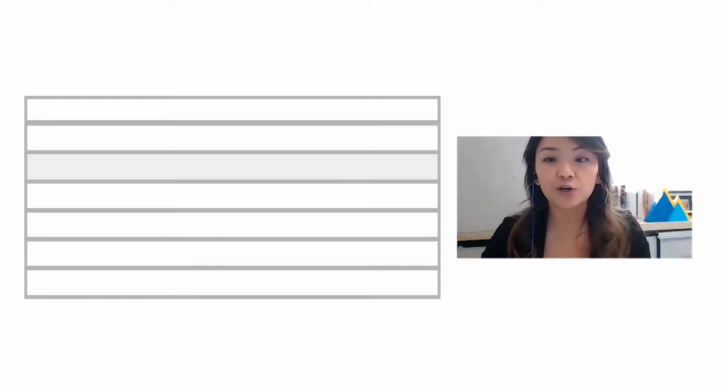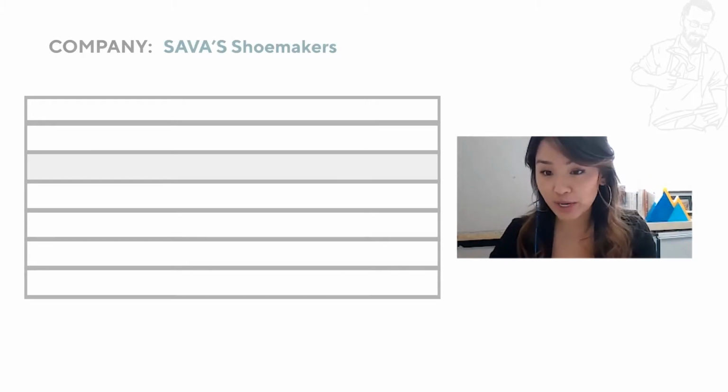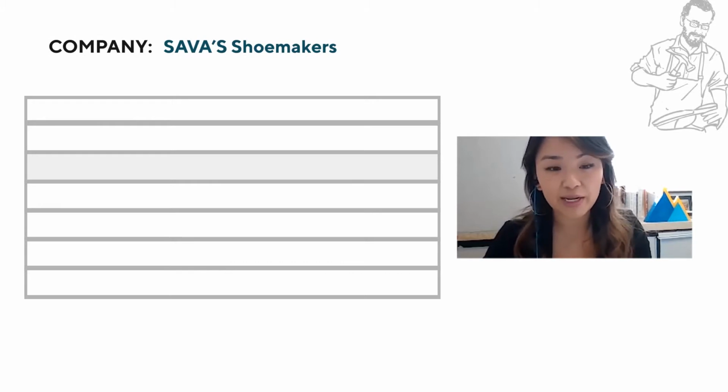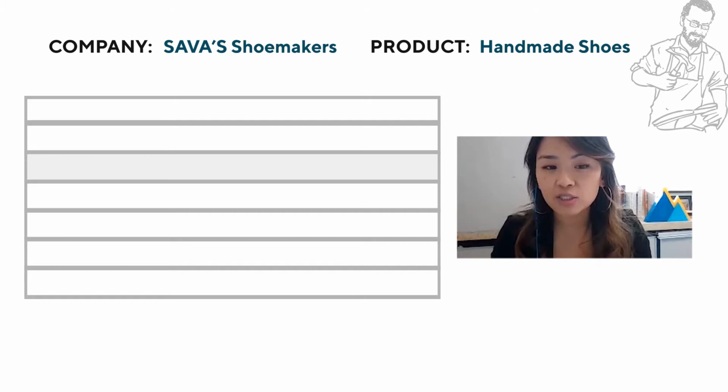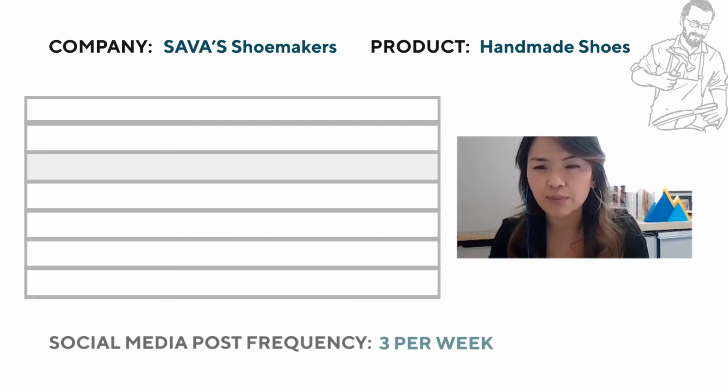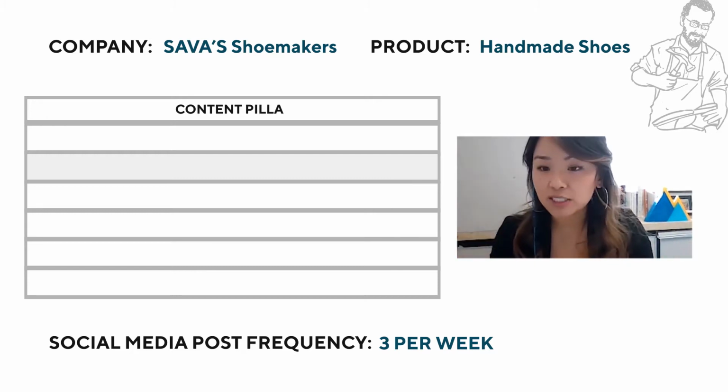We're gonna do this for a company called Sava Shoemaker. It's a made-up company, just keep that in mind. The product that they sell is handmade shoes. And the social media posting frequency is about 3 times a week. So they're thinking of posting 3 times a week. So depending on how frequently you're planning on posting, that's how many content categories I like to create personally.